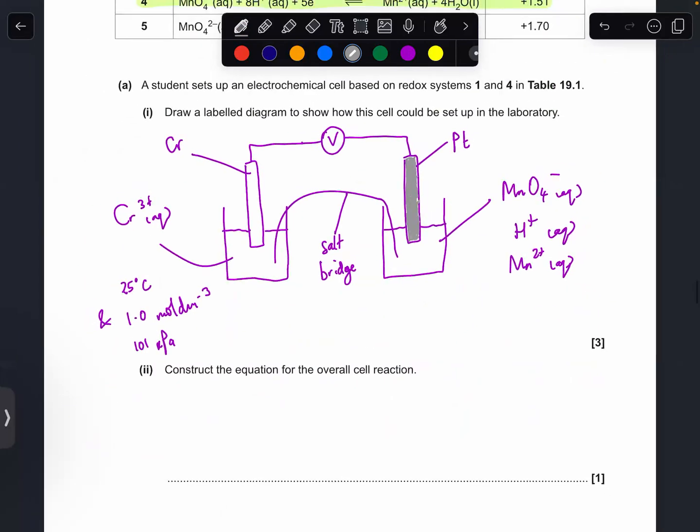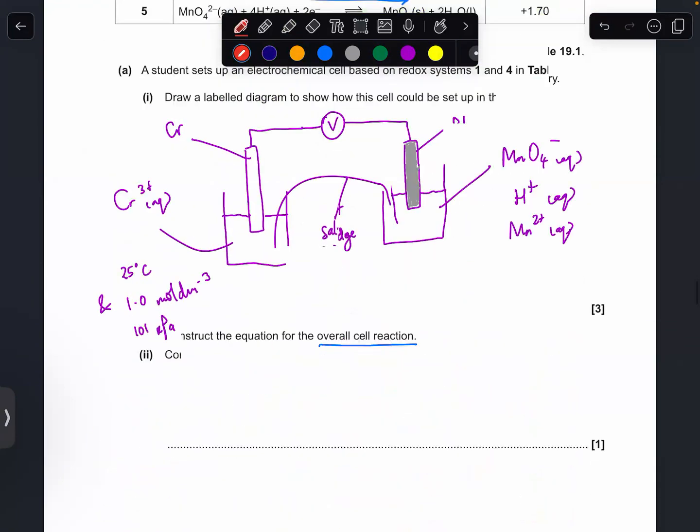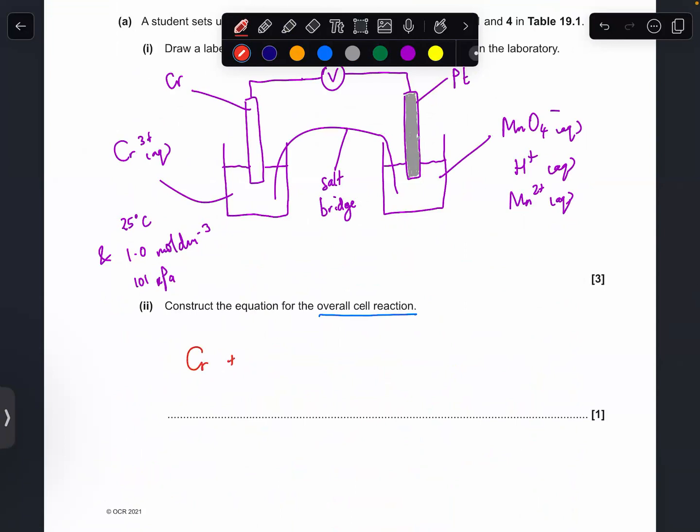It says construct the equation for the overall cell reaction. Can you see we're comparing these two? The more positive one goes in the right direction, and the less positive one or the negative one goes in this direction. So our reactants will be chromium metal reacting with acidified manganate. So let's write this down. Chromium metal plus the manganate ion, plus H+ under acidic conditions.